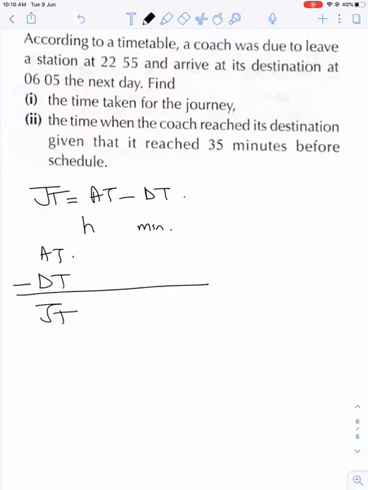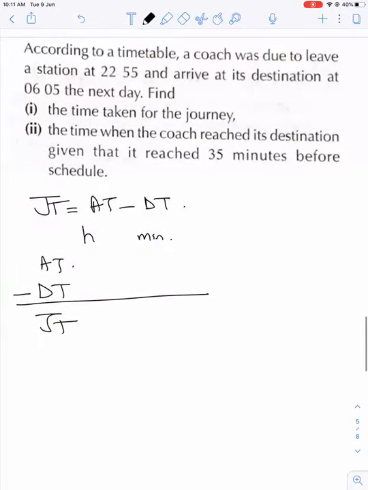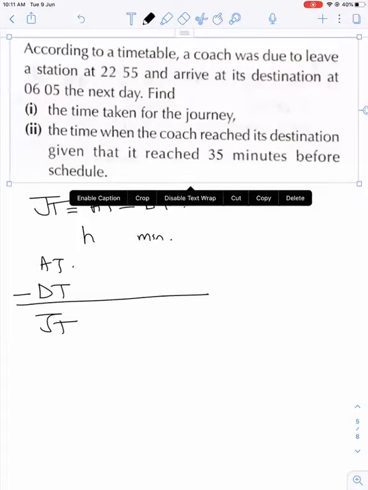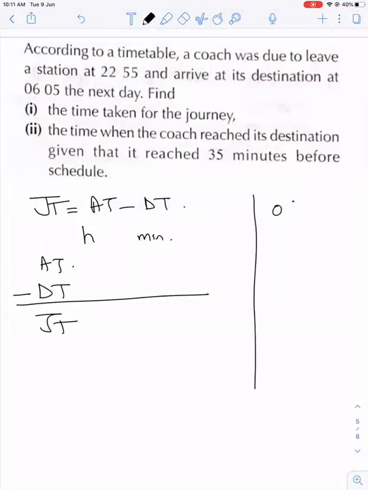Arrival time is 6:05 the next day. Now, as we discussed this before, since this is 6:05 the next day, if you write 6:05 here and you write the departure time underneath, we will not be able to subtract 22 hours from 6 hours. Obviously, minutes you can subtract, you can borrow 1 hour from the hours column, you will be left with 5 hours here. From 5 hours, you cannot subtract 22 hours.